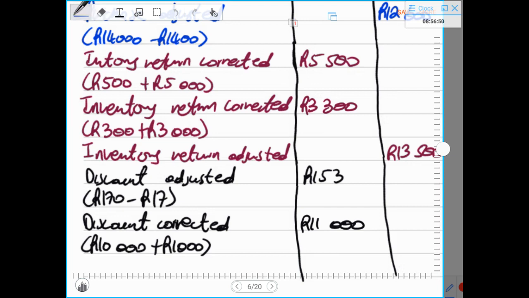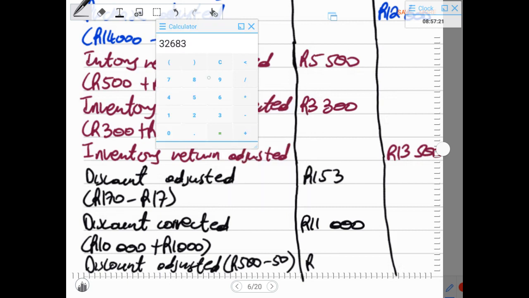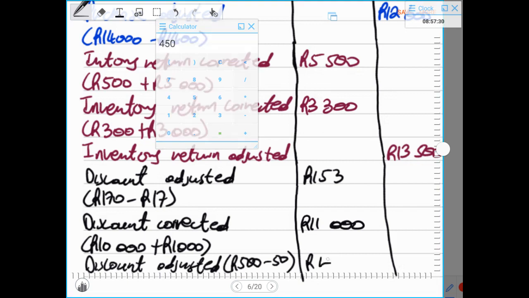So now we are looking for another discount. Now recording a discount adjusted, and this page is becoming full. Then now we have a discount adjusted. And this discount will be 500 minus 50 rand. And we said the balance is overstated. When it's overstated, we adjust on the debit side. So now we say an amount of 500 minus 50, which is 450 rands.